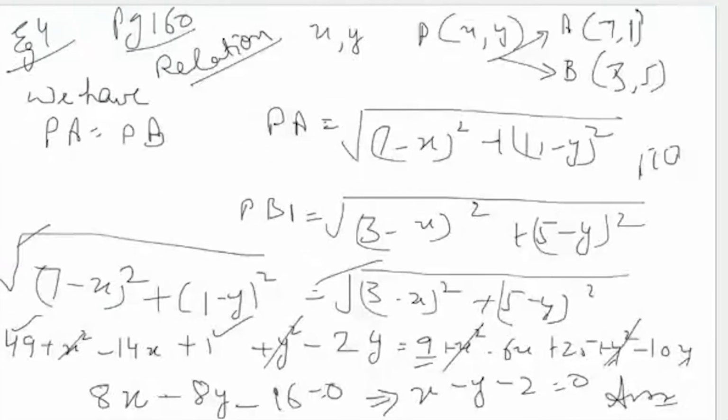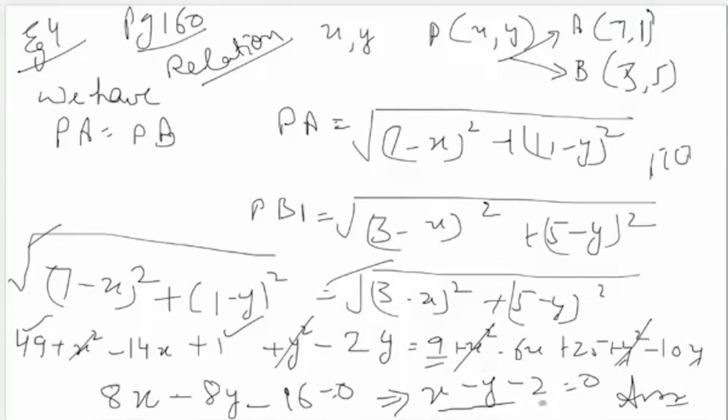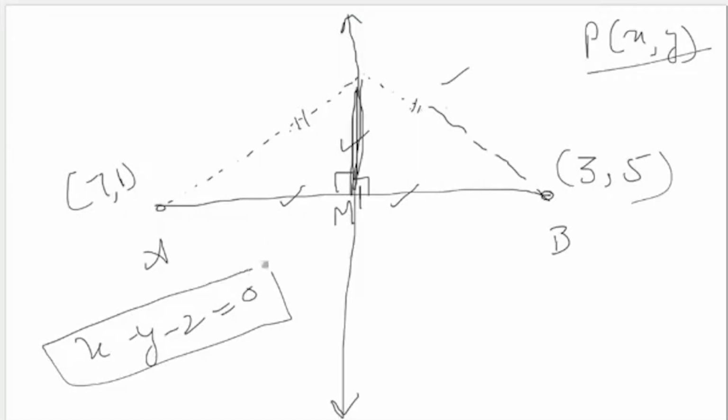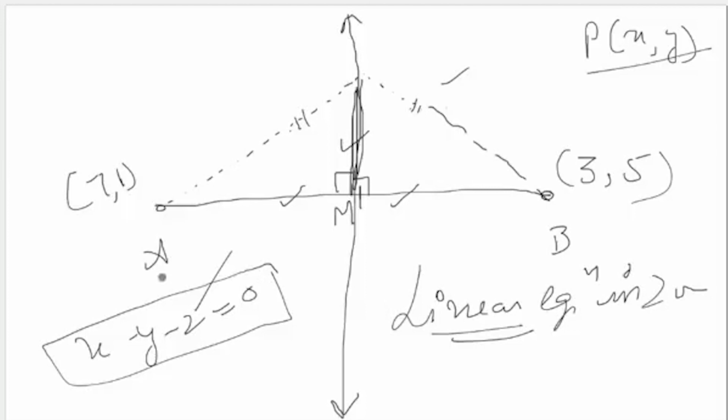If you want to revisit your answer, what is this answer? The answer is x minus y minus 2 is equal to 0. This is an equation of what? It's a linear equation in 2 variables. What kind of graph would a linear equation in two variables have?